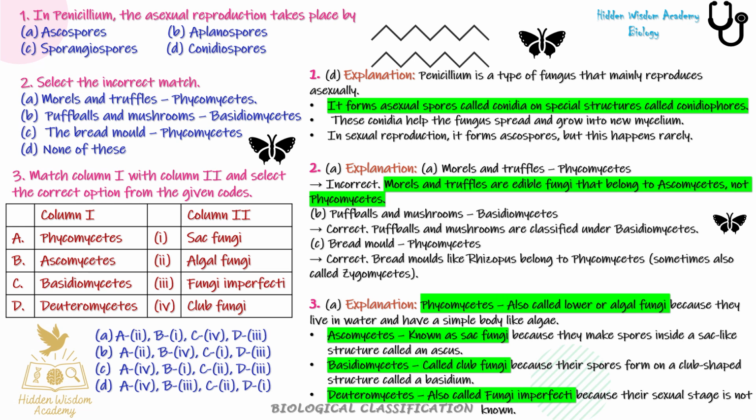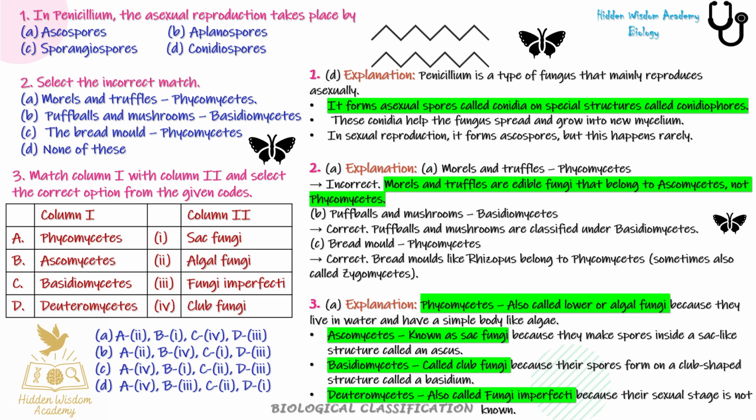Explanation. Option A is morels and truffles. Phycomycetes is incorrect. Morels and truffles are edible fungi that belong to Ascomycetes, not Phycomycetes. Option B is puffballs and mushrooms. Basidiomycetes is correct. Puffballs and mushrooms are classified under Basidiomycetes. Option C is bread mold as Phycomycetes. Correct. Bread molds like Rhizopus belong to Phycomycetes, sometimes also called zygomycetes. So, option A is the correct answer.